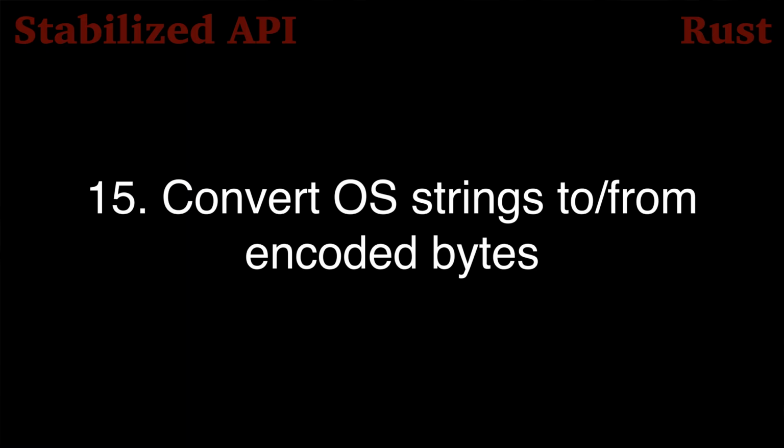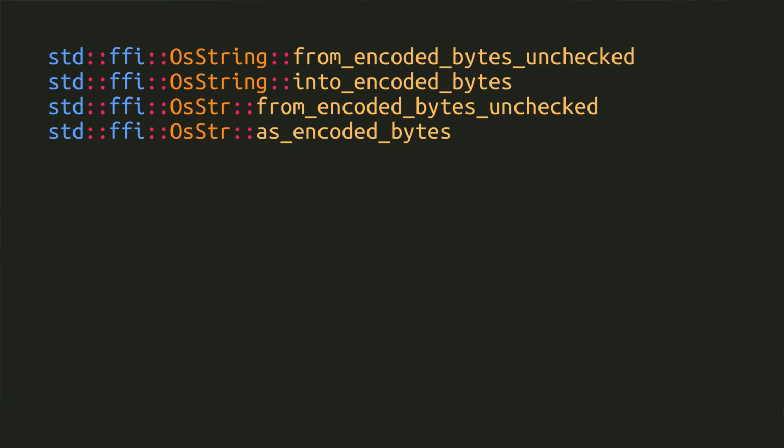Number 15. Some methods for converting operating system string types to or from encoded bytes have been stabilized. Specifically, we've got new methods to create an OS string and OS str from encoded bytes unchecked. And we've got new methods to convert an OS string or OS str into encoded bytes.